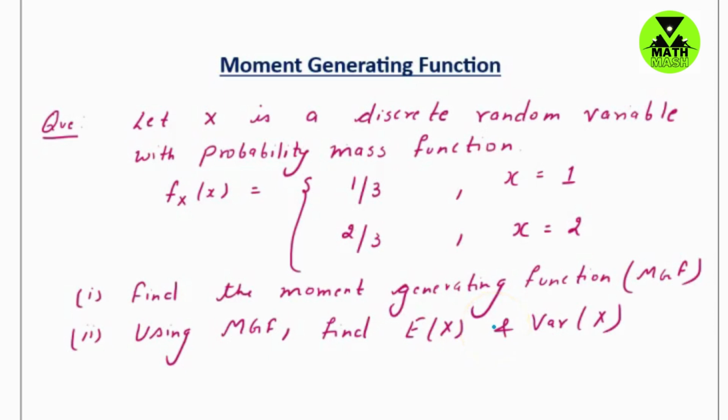A problem based on a moment generating function. Here X is a discrete random variable and the probability mass function of this X is given by f_X(x) equals 1/3 whenever x equals 1, and when x equals 2 it is equal to 2/3. So the first part is, find the moment generating function, and the second is, using this moment generating function, find the expected value of X and the variance of X.